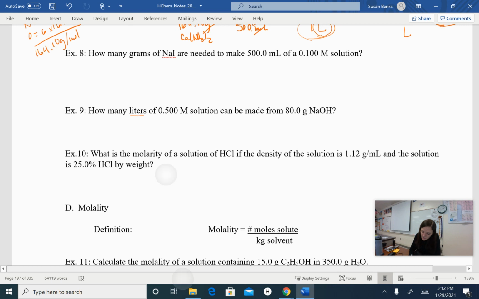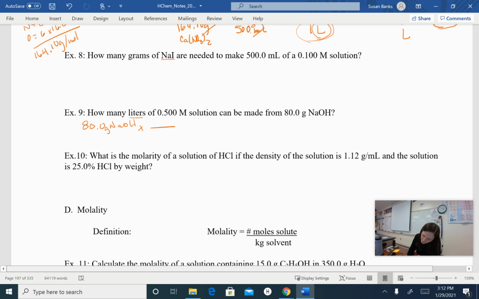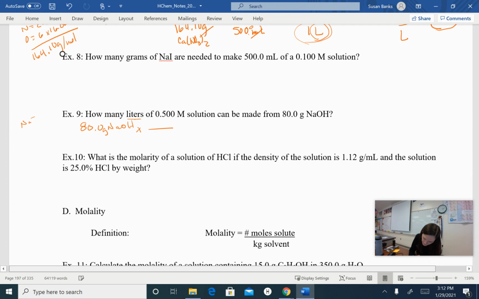So we're going to start with our 80 grams of sodium hydroxide, and we want to get it into moles, right? So if I have sodium, 22.99, oxygen is 16, hydrogen is 1.01, I add that all up, I get 40 grams of sodium hydroxide per 1 mole of sodium hydroxide.